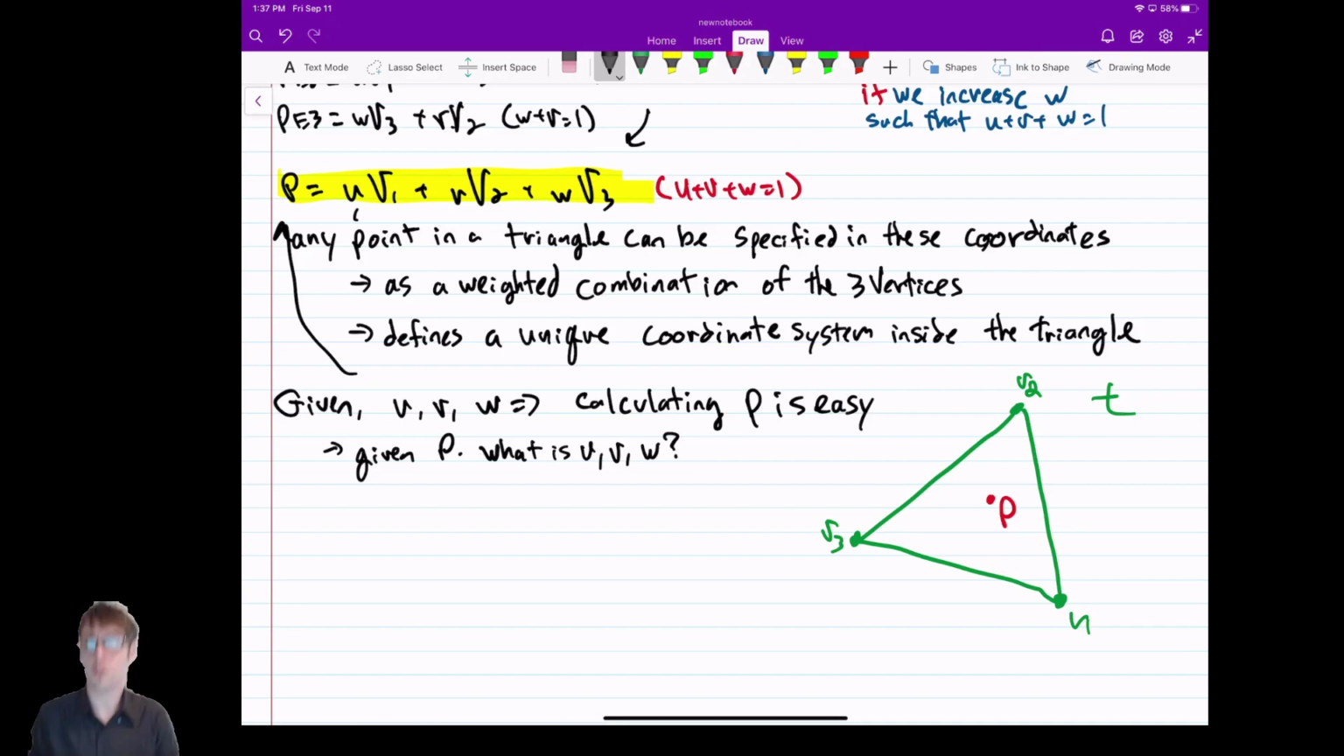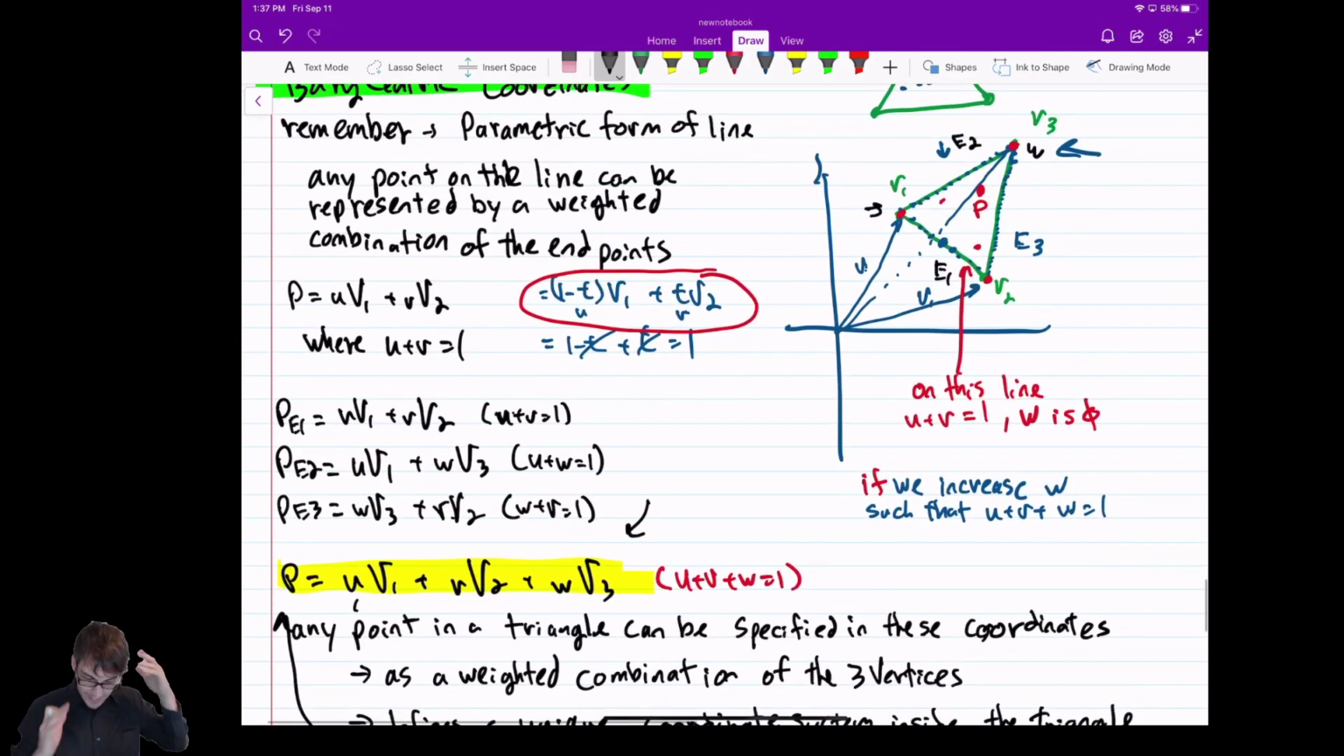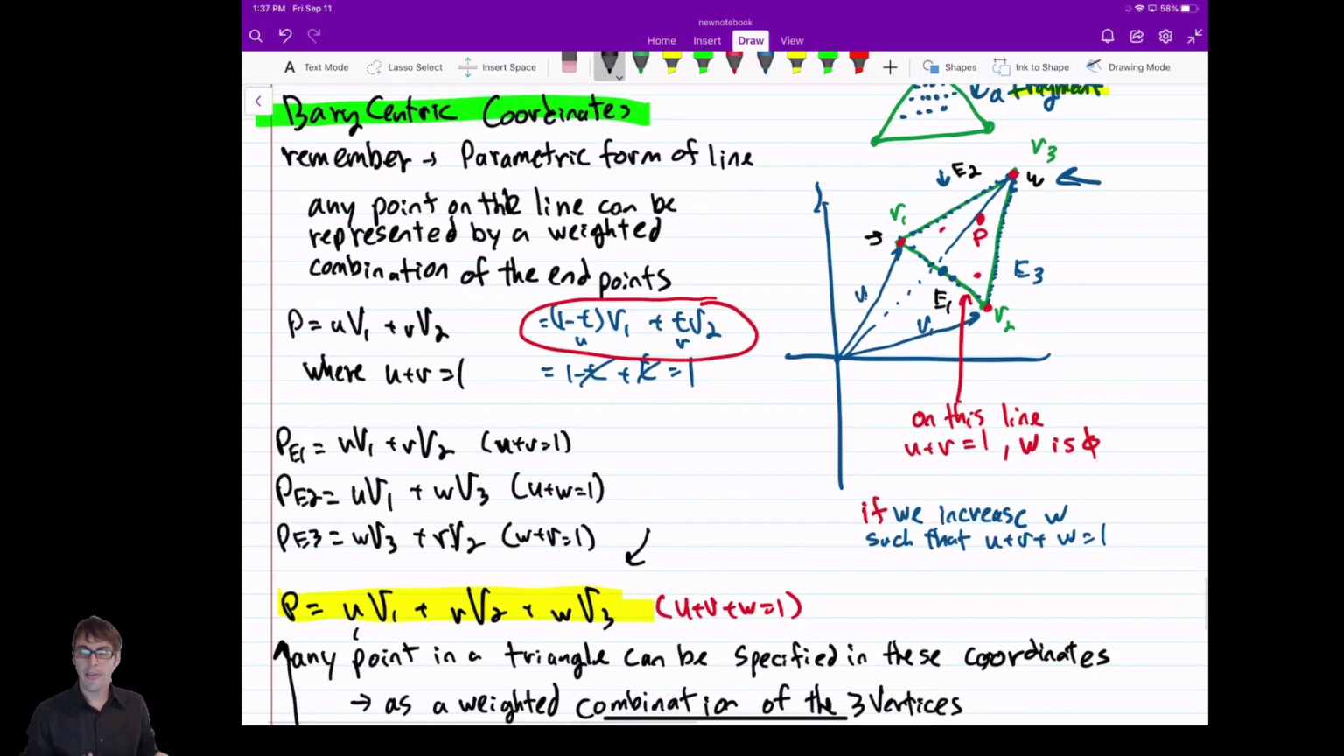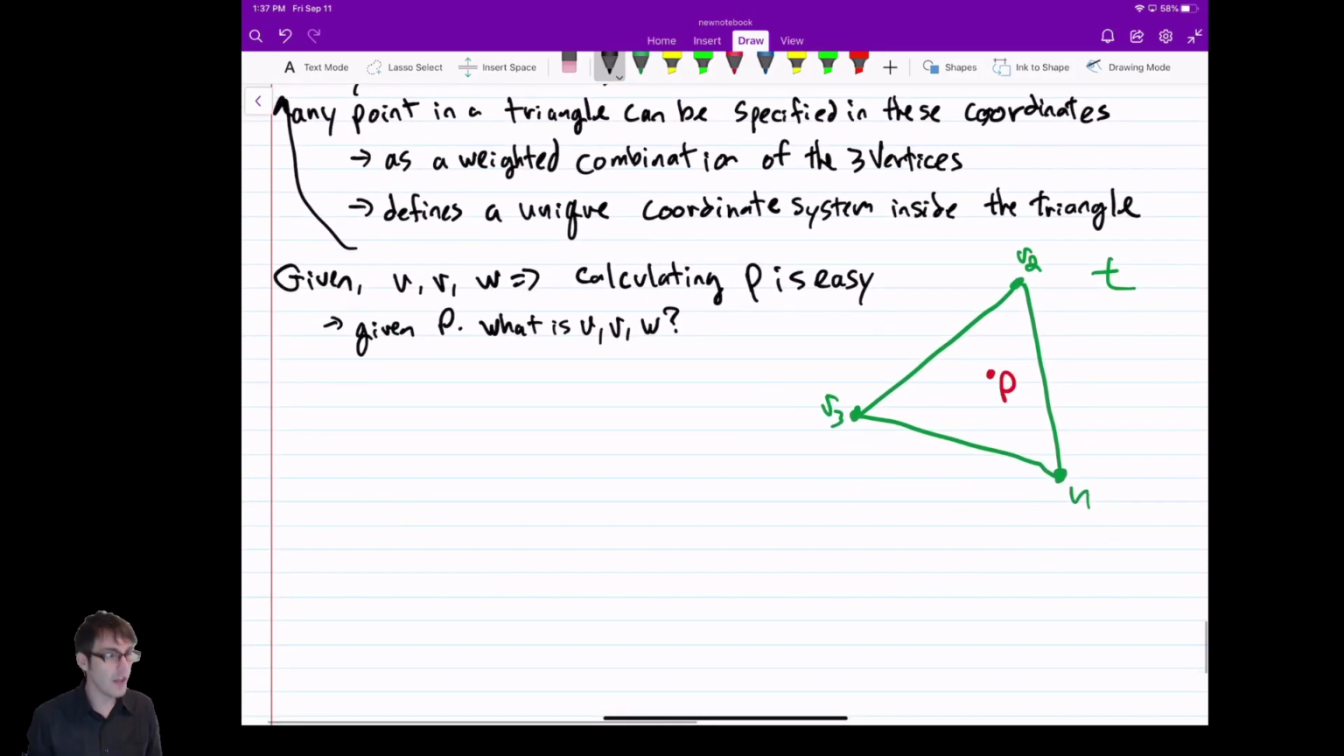So given P, what is U, V, and W? It's not so easy as you might think. If I have U, V, and W, I can calculate the P. Here, I can understand that any point can be represented this way in terms of weighting of these vectors. But if I have a P, what U, V, and W values do I have? So that's the next thing I'll talk about.